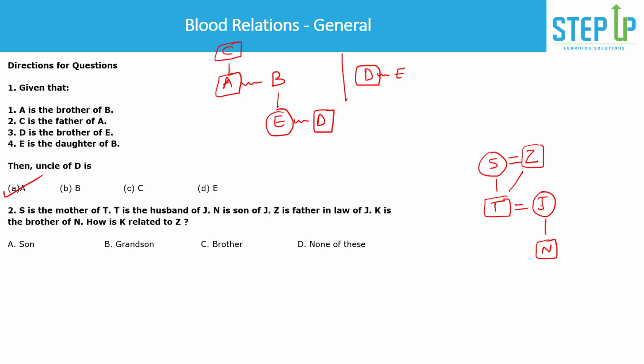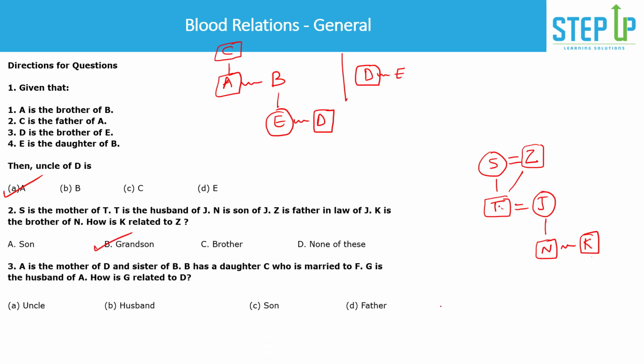So, like this. Now, next thing is, K is the brother of N. So what is the question? How is K related to Z? Not how is Z related to K. How is K related to Z? So from Z you have to see son's son. What is that? Grandson. Very simple.